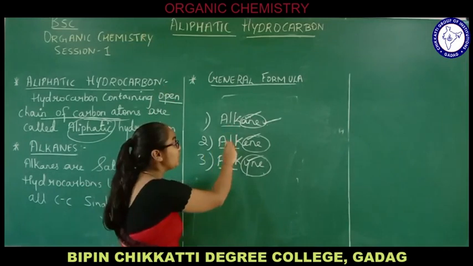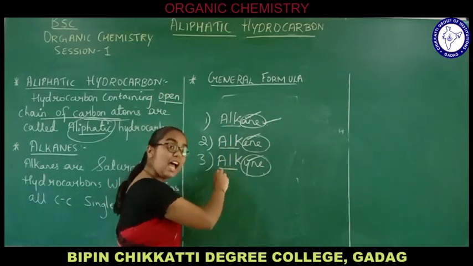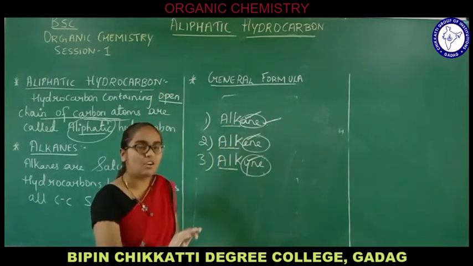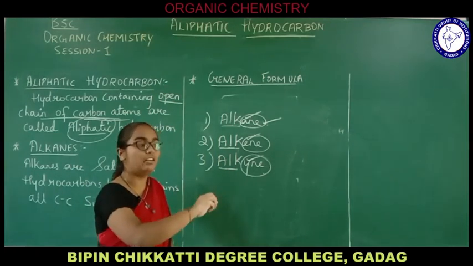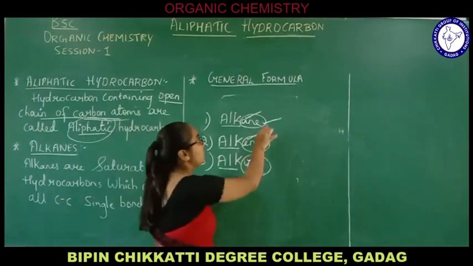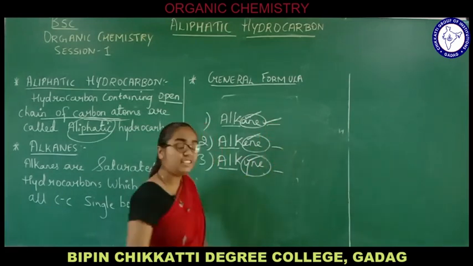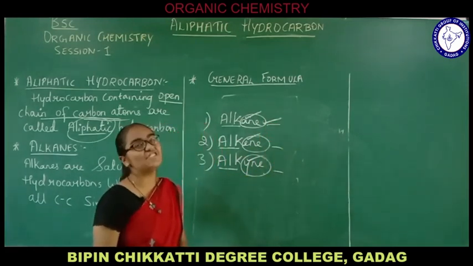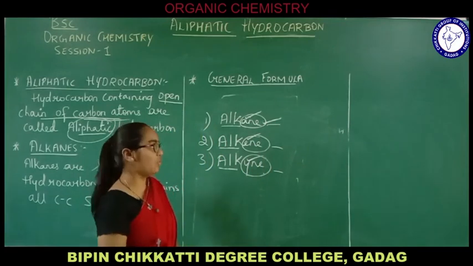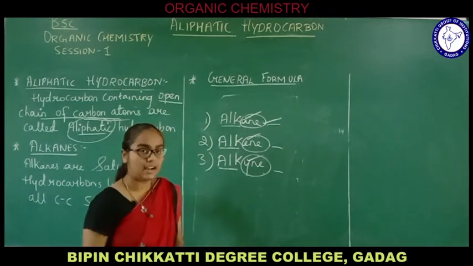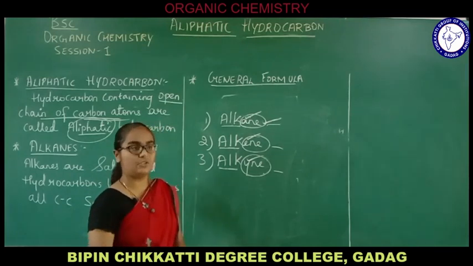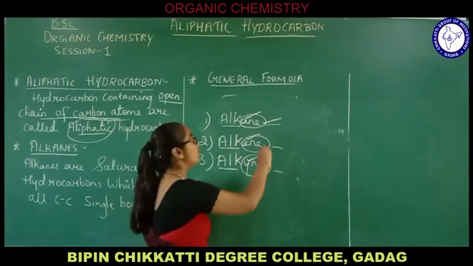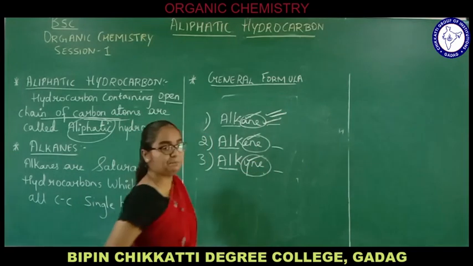Now each individual family will have their own family members. Whatever the family members are going to come into that, they have been assigned a certain general formula that we'll study later on. But you need to understand that these are the three important compounds coming under the aliphatic hydrocarbon. Now here we are going to emphasize the alkane.